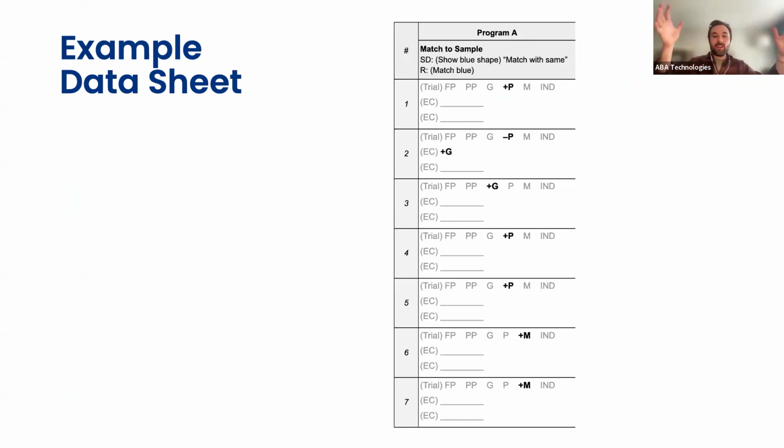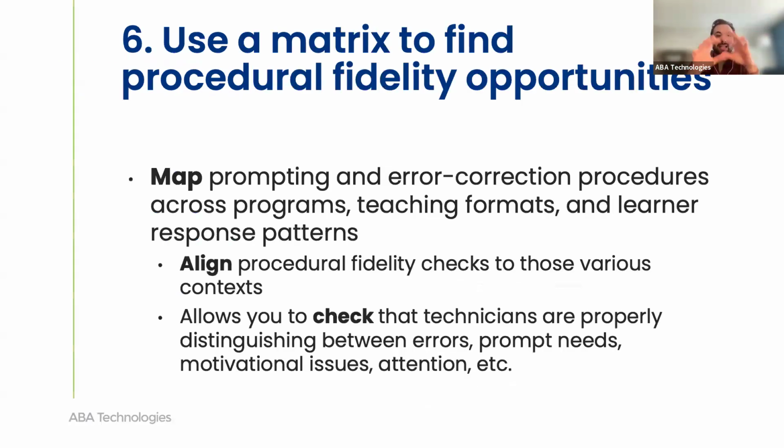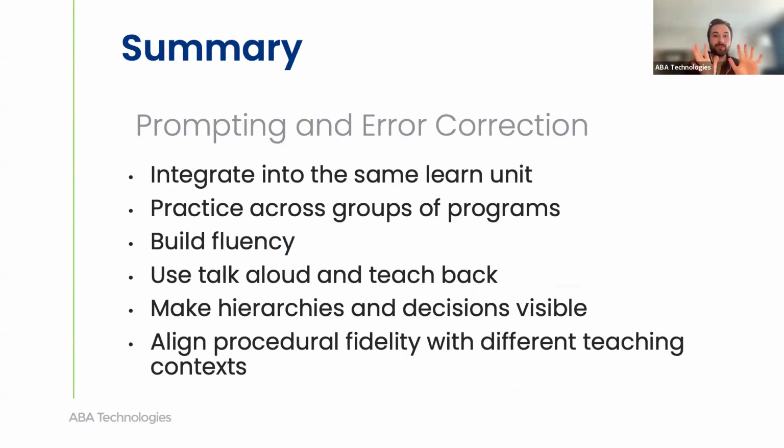So all these variables, the reason we're talking about this is because all these variables surround the issue of getting technicians to effectively use prompting and error correction. Okay. There's the implementation of those strategies, and then there's everything else that surrounds it. And so setting up that matrix can really help you look at those features and make some decisions about how you're going to arrange it. Okay. All right. So this is sort of the summary of those strategies.